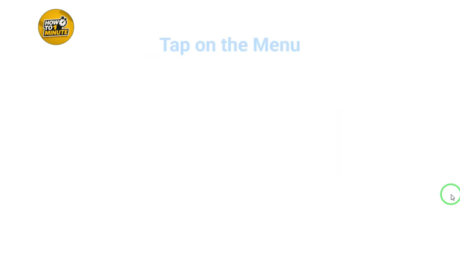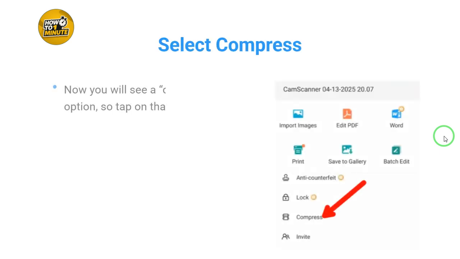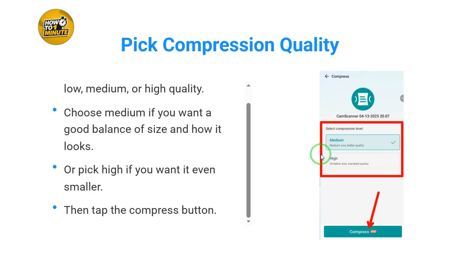to make smaller. Once the file is open, tap on the three dots or menu button you see on the screen. Now you will see a compress option, so tap on that. After that, you will see choices like low, medium, or high quality. Choose medium if you want a good balance of size and how it looks, or pick high if you want it even smaller. Then tap the compress button.